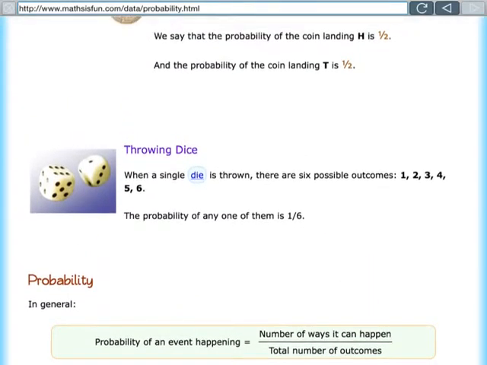Dice is kind of the same. When a single die is thrown, there's 6 possible outcomes, 1, 2, 3, 4, 5, or 6. And the probability of any one of them is 1/6, because there's only one way you could get a 1. There's only one side of the die that has a 1 on it. And there's 6 choices, so you'd have 1 out of 6.